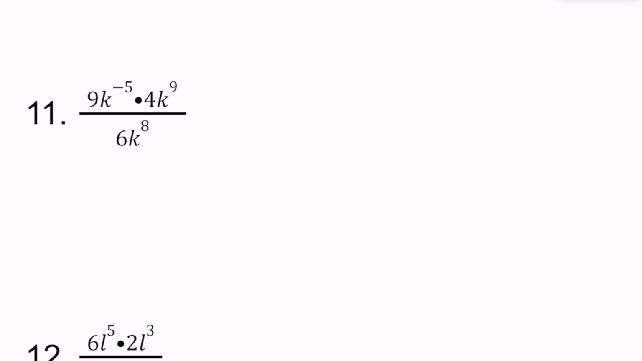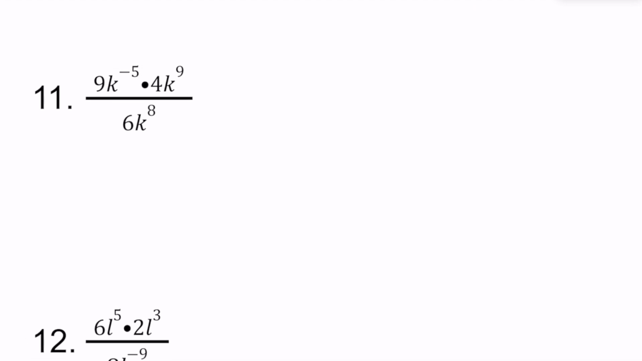All right, here is 11. For 11, let's go ahead and use the same process here. We have our coefficients of 9, 4, and 6. So let's go ahead and start with those. On the top, 9 times 4, that's going to be 36. So let's go ahead and put a 36 here. And let's not do anything with that 6 just yet on the bottom.